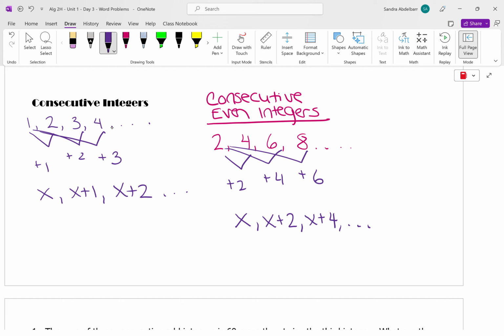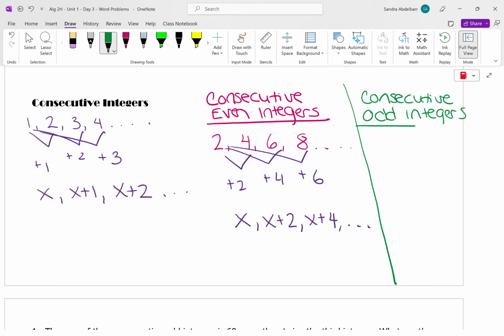Do we get it? All right, now here's the thing. Here's the one everybody always messes up. Let's talk about consecutive odd integers. 1, 3, 5, 7, and so on. So now a lot of kids think that for odd, we're going to go x, x plus 1, x plus 3, x plus 5. No, that's not what we're going to do.